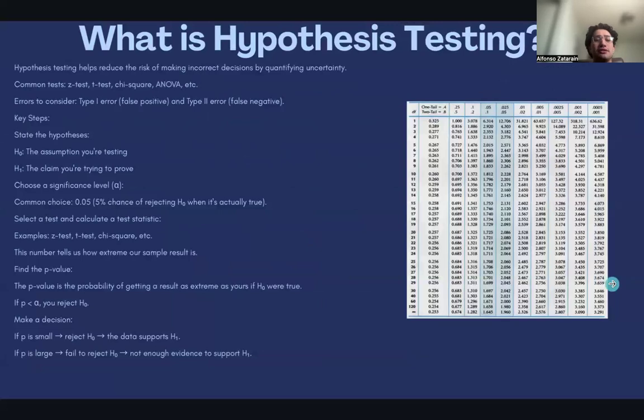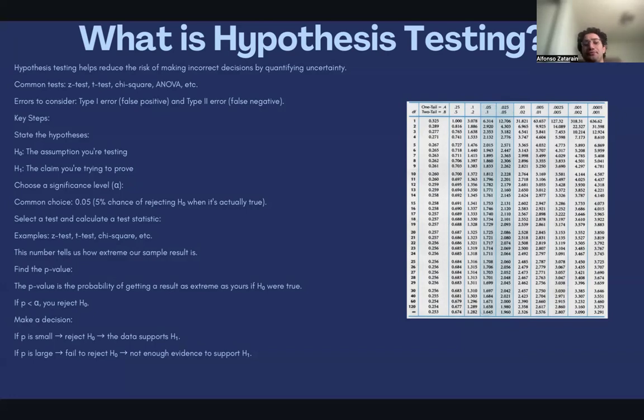Okay, continuing with what is hypothesis testing, hypothesis testing helps reduce the risk of making incorrect decisions by quantifying uncertainty. The common tests for this subject are a z test, a t test, a chi-square, and ANOVA, etc. There are a lot more. We have two types of errors we need to consider: the type 1 error, which would be a false positive, and the type 2 error, which would be a false negative.